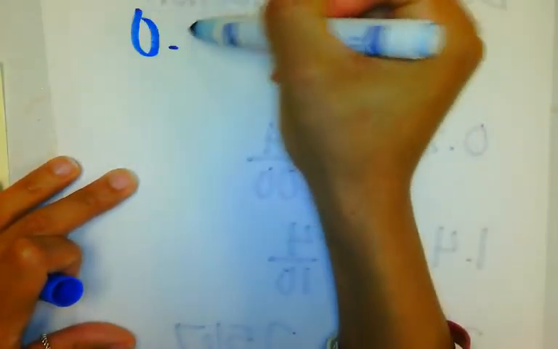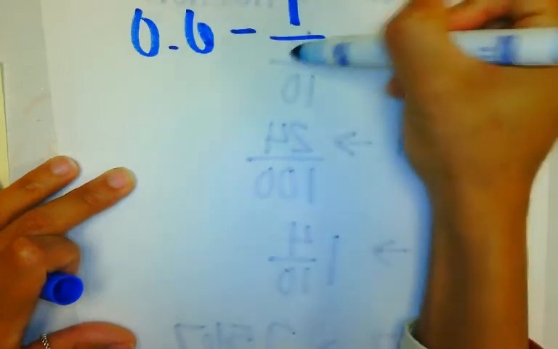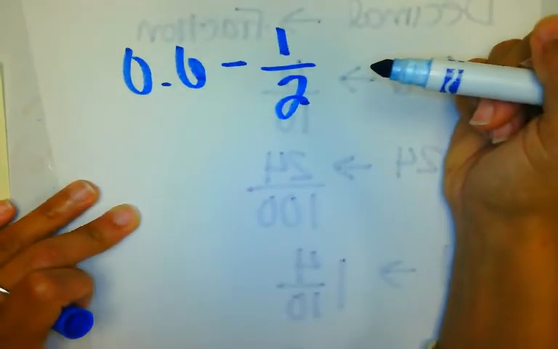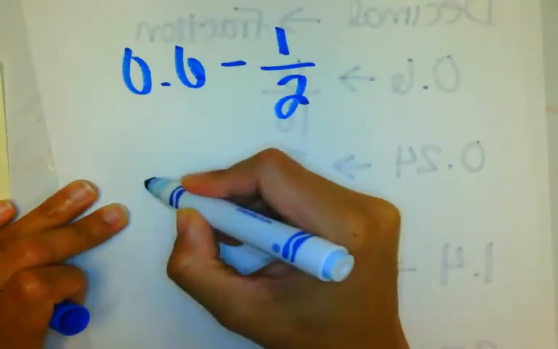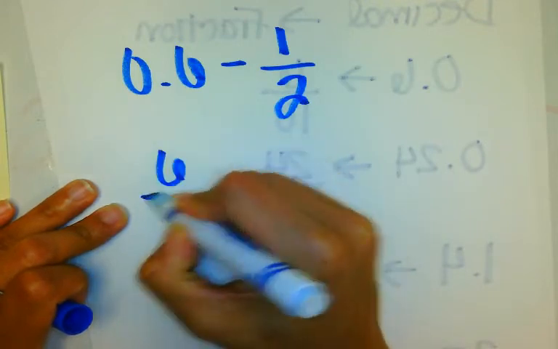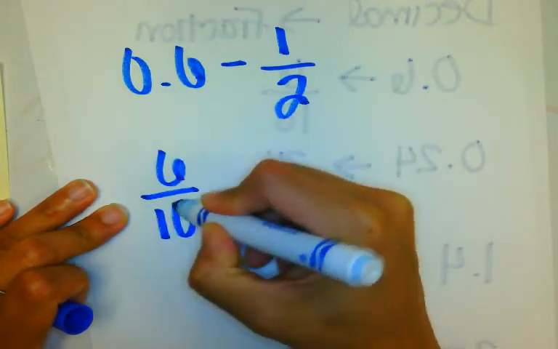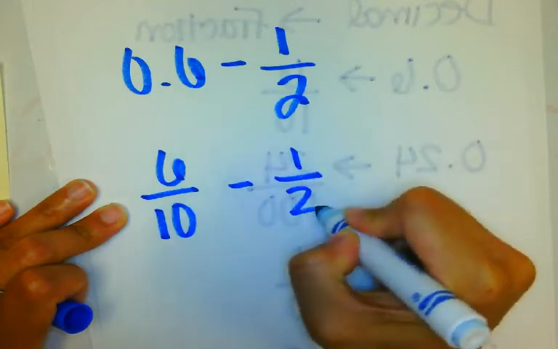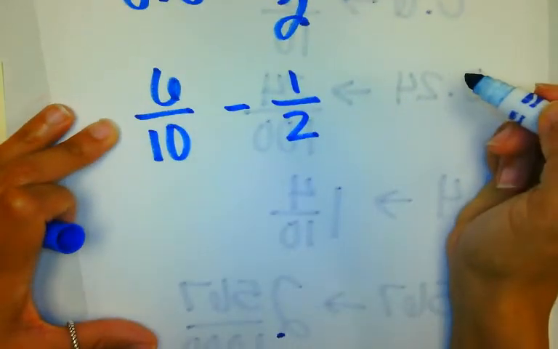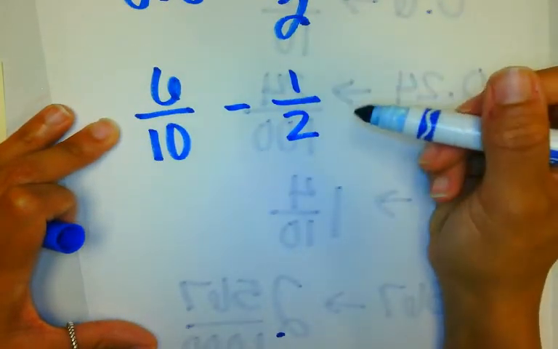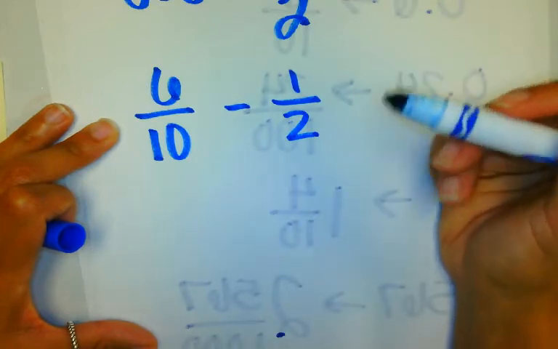So let's say, for example, I had 0.6 minus 1/2. Well, I want to change this to a fraction first. So I have my 6. It's in one place behind the decimal, so I add 10 minus 1/2. And now I just solve this fraction like I normally would. I get a common denominator, and then I solve it, okay?